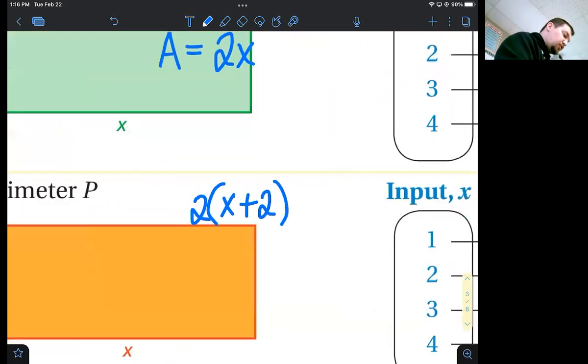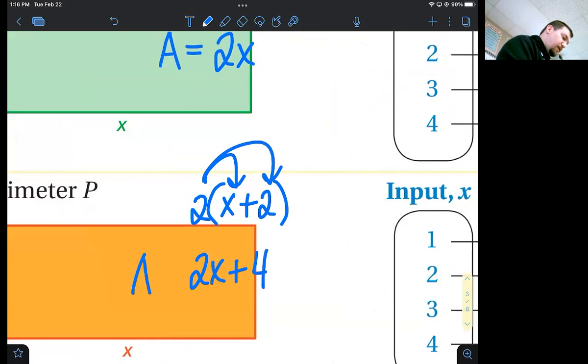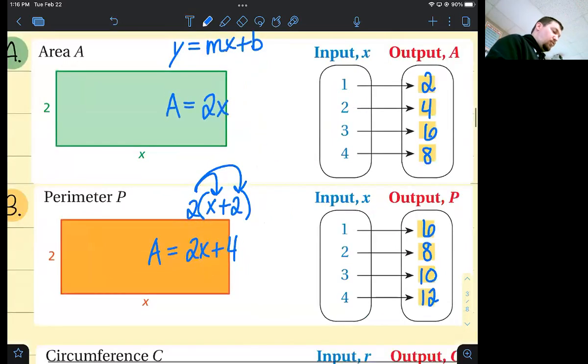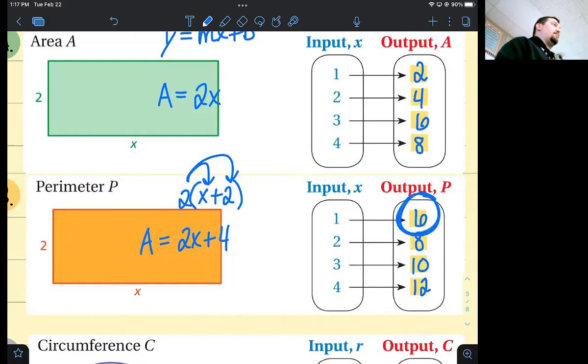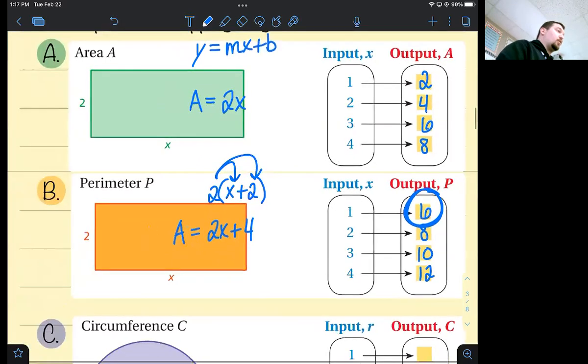That is because if I distribute this, we get 2x plus 4. And so my function, instead of being A equals 2x, is now A equals 2x plus 4. So they have the same slope. But what's different is that this one starts at 4 for the y-intercept instead of 0. If you're wondering why this doesn't say 4, that's because we're not plugging in 0 for x, we're plugging in 1 for x. So now it's at 6. It starts at 6, then 8, then 10, then 12. So this time there was something we were adding onto it.